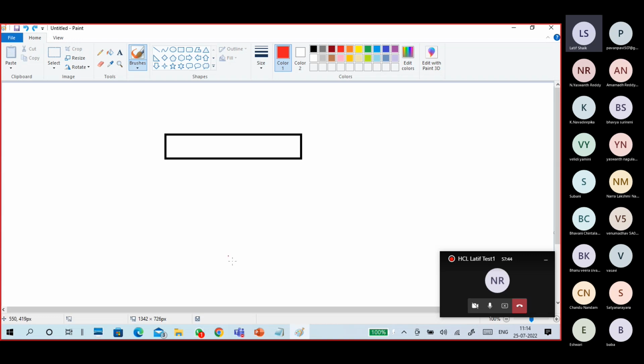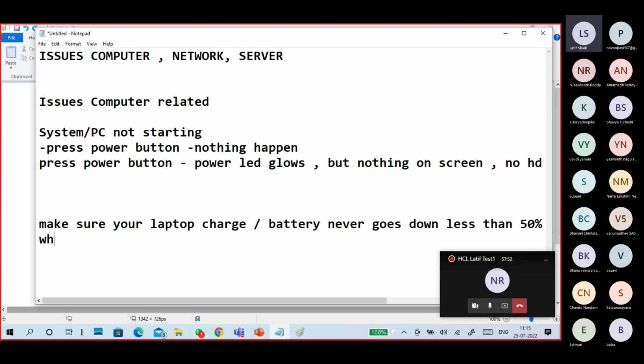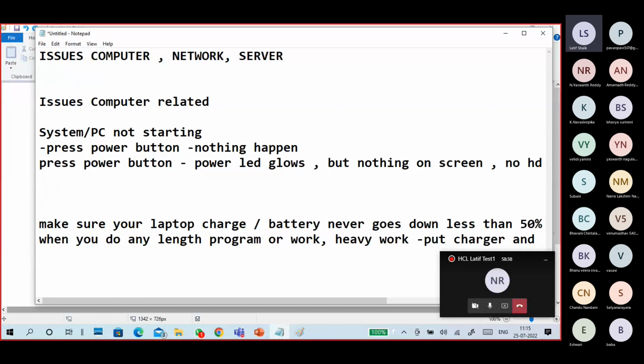So point number one is: when you do any lengthy programming work or heavy work, put the charger on and use it. If you are doing some programming or working on the system, lengthy continuous work or heavy work, it is compulsory to put the charger on and use it.